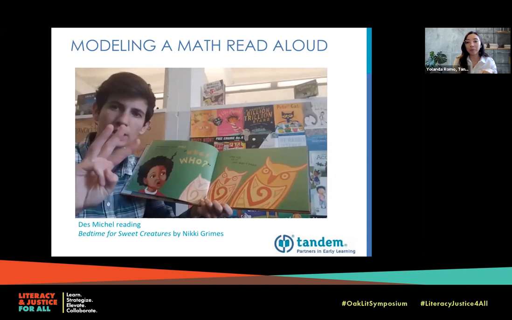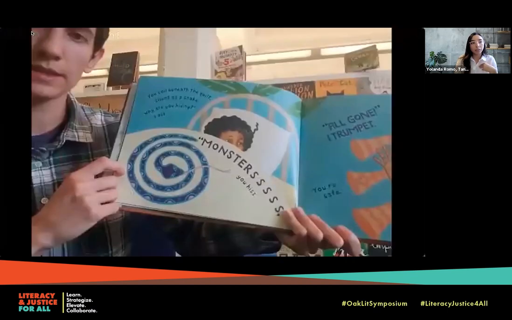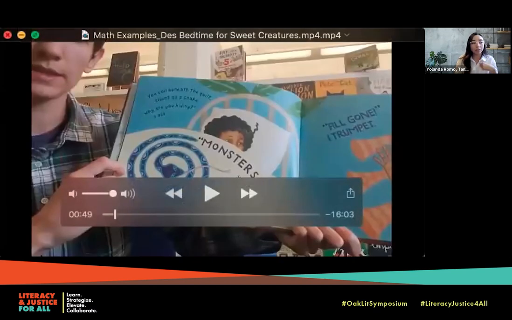So here we're about to see an example of a read aloud. And we'll only get to see a short clip of this book titled Bedtime for Sweet Creatures by Nikki Grimes. And I really hope you are familiar with it. If not, I hope that after watching this clip, you'll want to go and look for it and read it for yourselves. But here we have Michelle, and they're reading this book. And as they're reading this non-math book, I want you to observe what math concepts are being practiced and are being touched on. So let's go ahead and watch this clip. And again, look for opportunities and look for examples of using math throughout the read aloud.